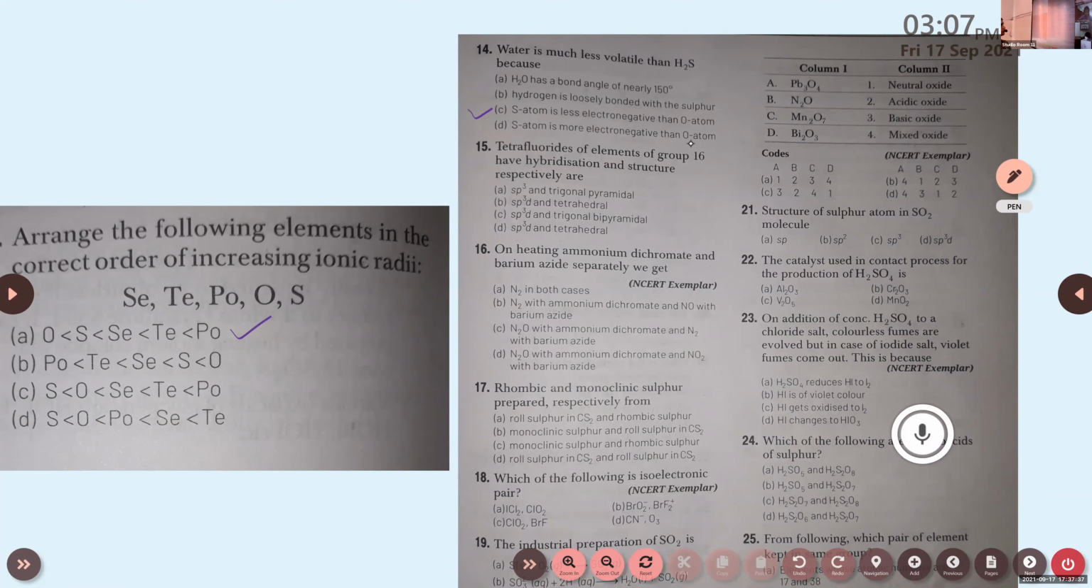Tetrafluorides of elements of group 16. Everyone, take your textbook, page number 188. Under the heading reactivity towards the halogens, you can see the answer. Among the tetrafluorides, SF4 is a gas, starting like this. Here the hybridization and their structure is mentioned. Page number 188.